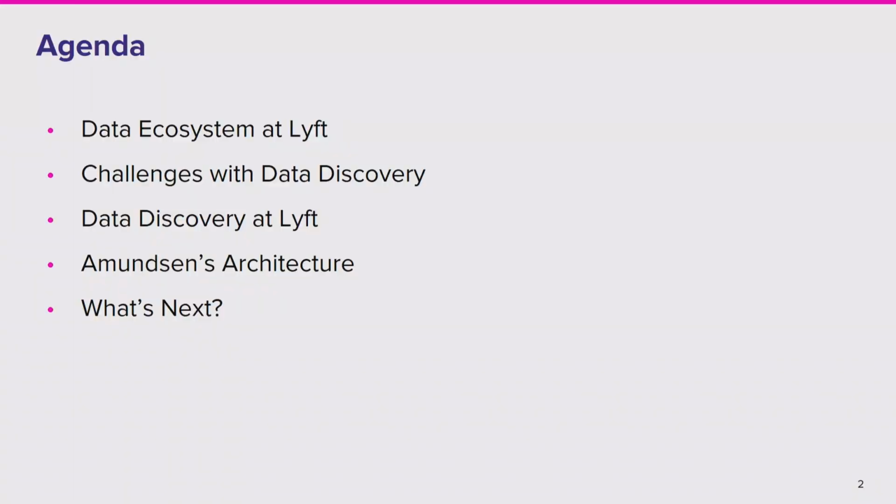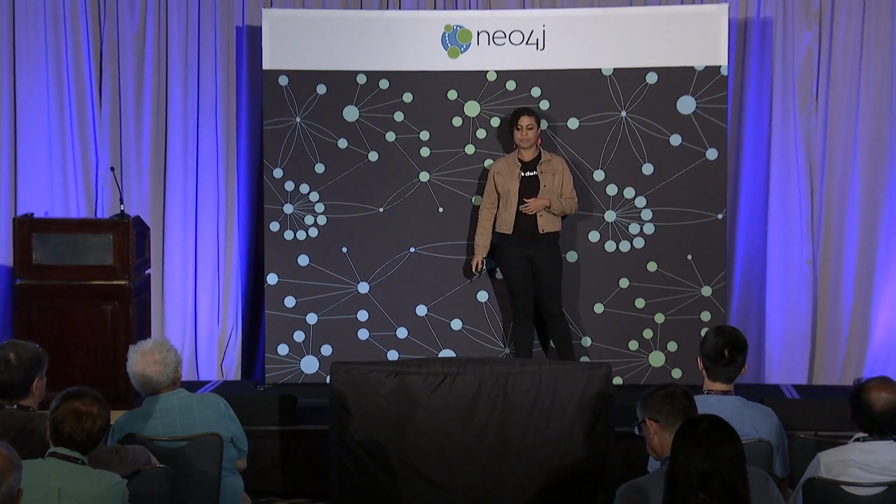All right, so on the agenda for today, I'm going to start off by first giving an overview of the data ecosystem at Lyft. You're going to need that information to then further understand the challenges that we had with data discovery before this tool was built. Then I'll transition into talking about how data discovery at Lyft currently works now that we have that tool running in production for over a year now. Then I'll transition to talking a little bit about Amundsen's architecture, and then wrap up with a discussion of what we've done maybe around the past 6 months and what we plan to do in the future.